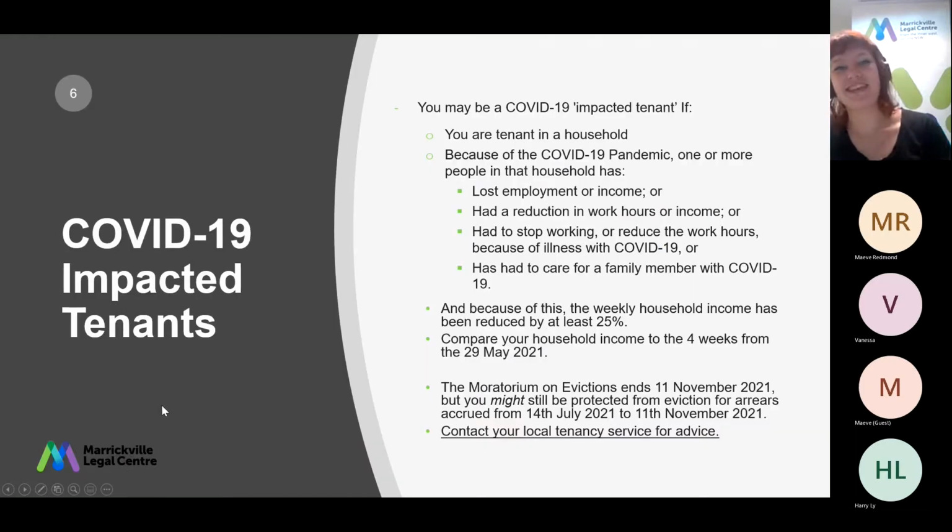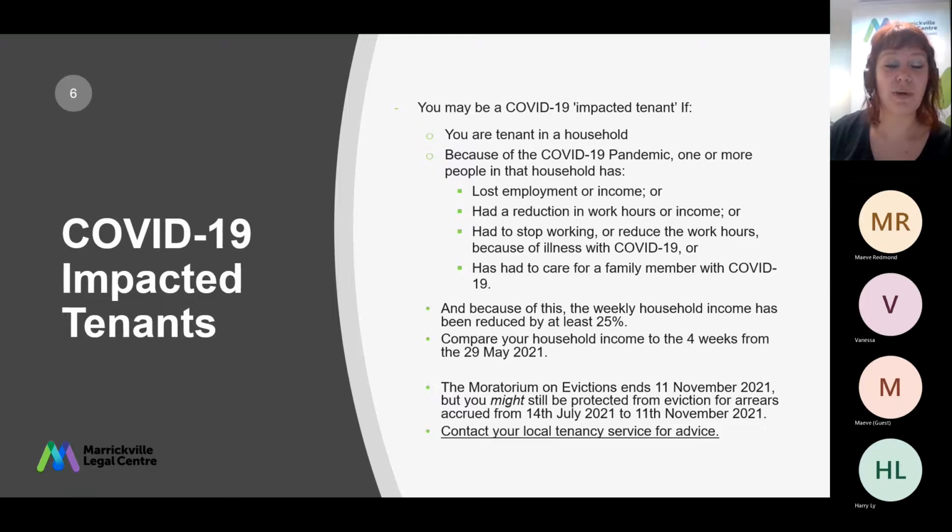Now, COVID impacted tenants. You may be a COVID impacted tenant if you're a tenant in a household, and because of the COVID-19 pandemic, one or more people in that household has either lost employment or income, had a reduction in work hours or income, had to stop working or reduce their work hours because of illness with COVID-19, or if you've had to care for a person with COVID-19. Now, because of one of those factors, the weekly household income has to be reduced by at least 25% of the weekly household income compared with the 4 weeks from the 29th of May.